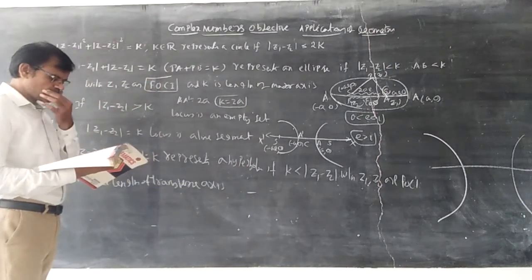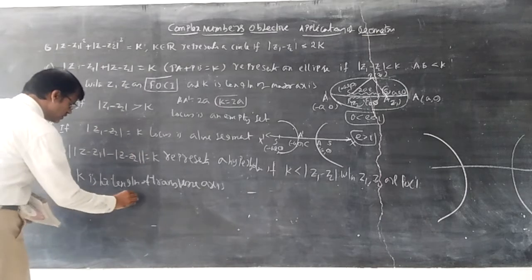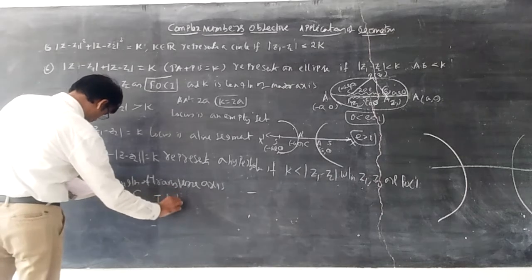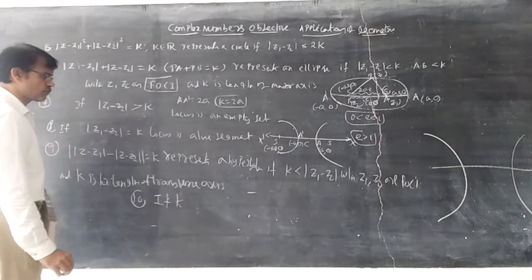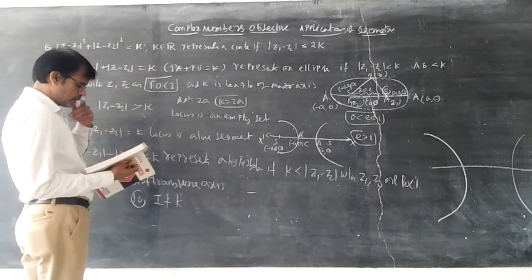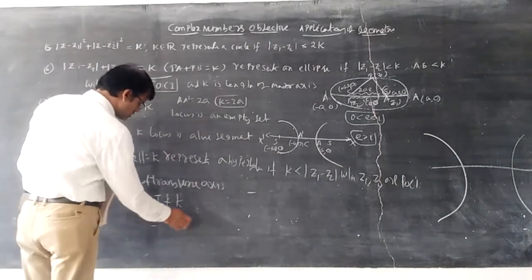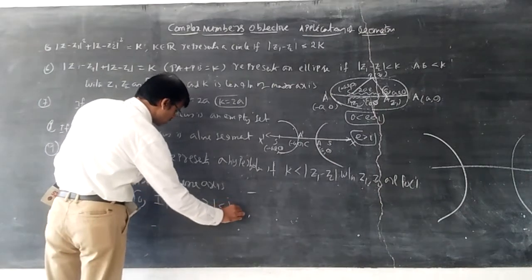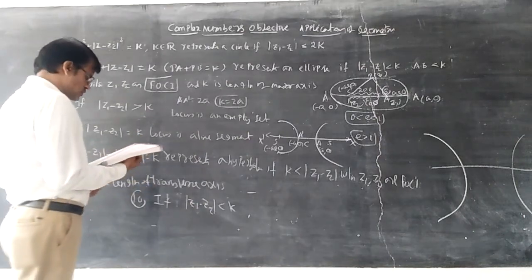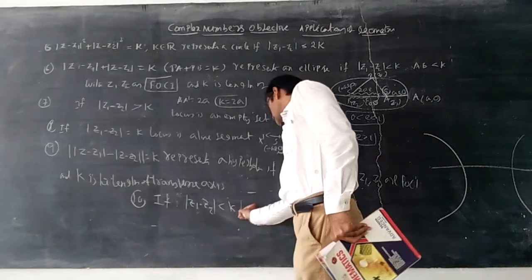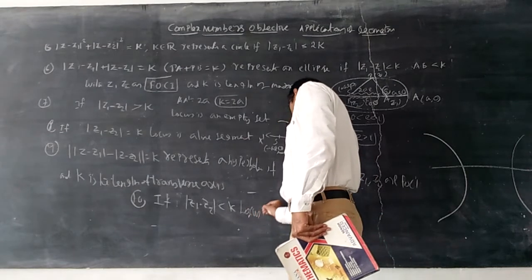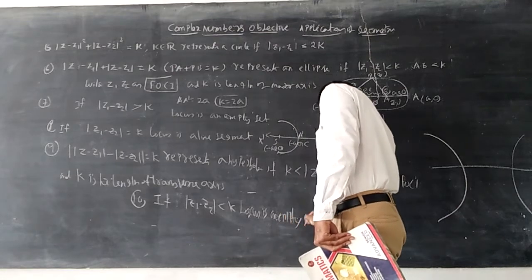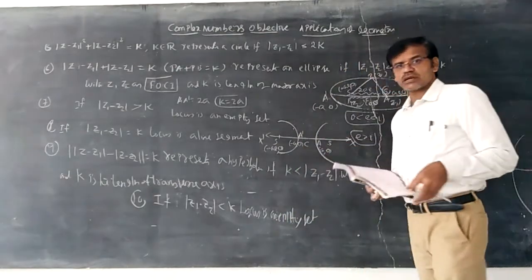Now, in this 10th formula, if k is greater than modulus of z1 minus z2, that is, modulus of z1 minus z2 is less than k, the locus is an empty set.